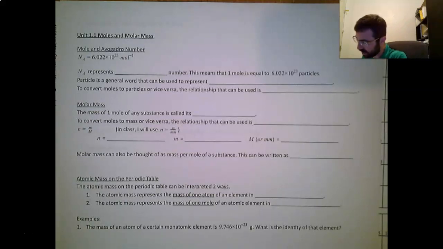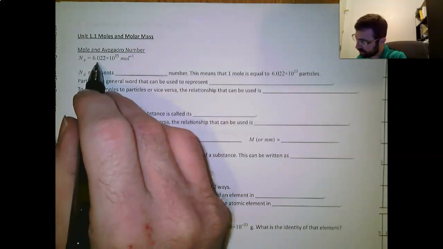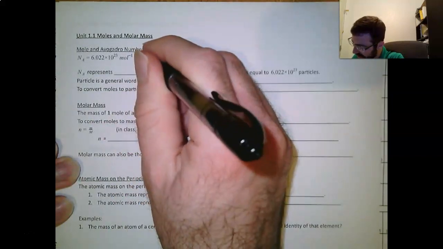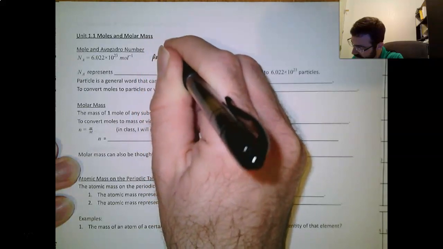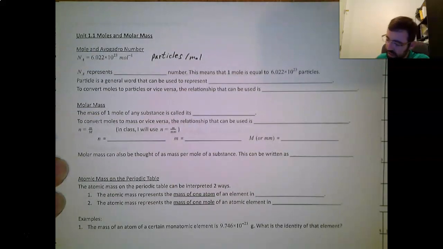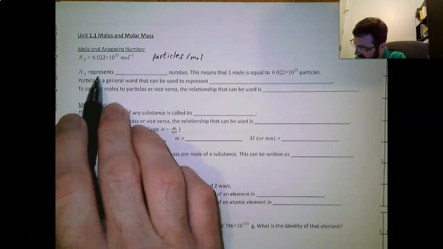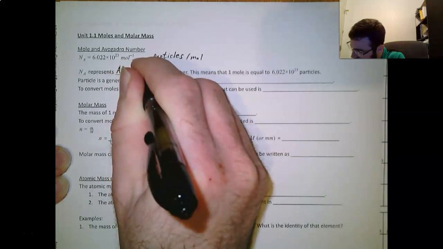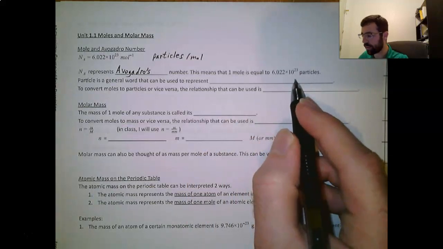So let's get started. First of all, NA is what we're going to use to represent this number, 6.022 times 10 to the 23rd power inverse moles. You've probably also seen this written as particles per mole. Same thing. Particles per mole is the same thing as inverse moles, basically. NA represents Avogadro's number. And that means that 1 mole is equal to 6.022 times 10 to the 23rd power particles.